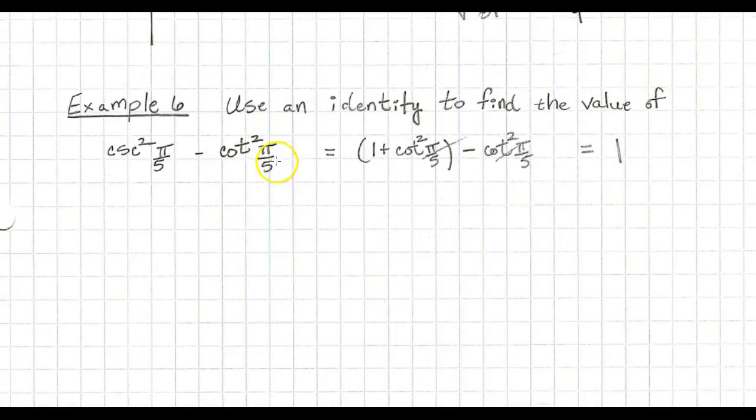And as the last example, let's use an identity to find the value of cosecant squared of pi over 5 minus a cotangent squared of pi over 5. So if you go up to your Pythagorean identities, you'll notice that cosecant squared of pi over 5 is the same as 1 plus cotangent squared of pi over 5, because cosecant squared of theta is 1 plus cotangent squared of theta. So our theta here is pi over 5. So notice that the plus cotangent squared of pi over 5 minus cotangent squared of pi over 5 cancel, and I get that this equals 1.